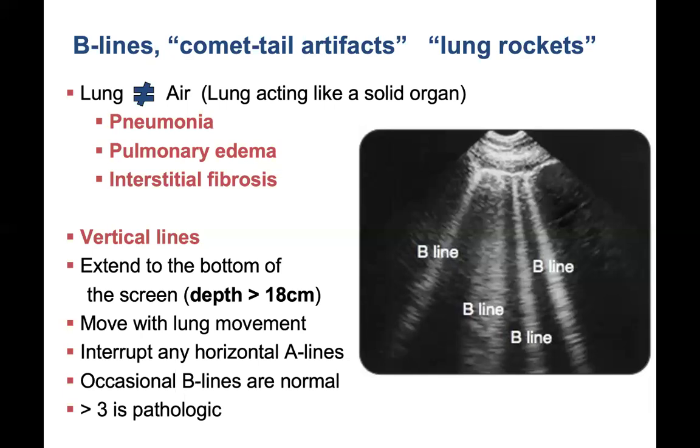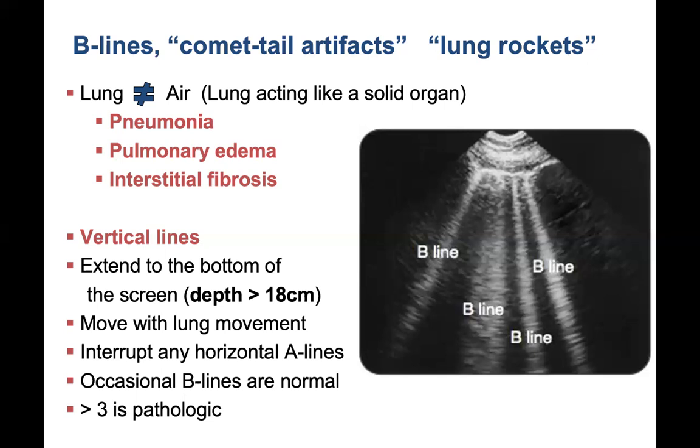And they appear when the lung is not filled with air, or really when the lung is acting like a solid organ. So this can be with pneumonia, this can be with pulmonary edema, this can be with interstitial fibrosis. And here we see these are vertical lines. So here's the rib and the rib shadow over here. On this side, a rib and a rib shadow. And then here we see these vertical lines. They extend to the bottom of the screen to a depth of greater than 18 centimeters.